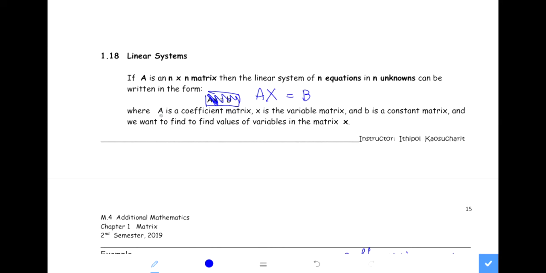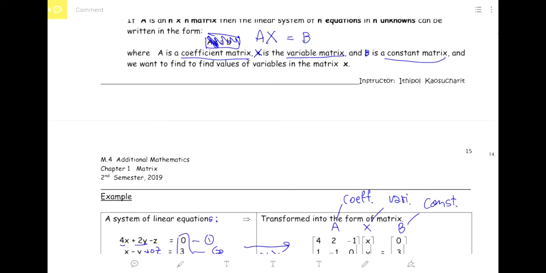Where we call big A the coefficient matrix, right? You have to know about this word. Big X is the variable matrix, and the last one, big B, is a constant matrix. So we know all the names of it. Then let's go to an example. We want to know more about it. Let's go.